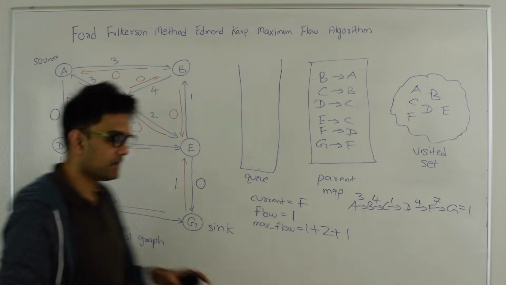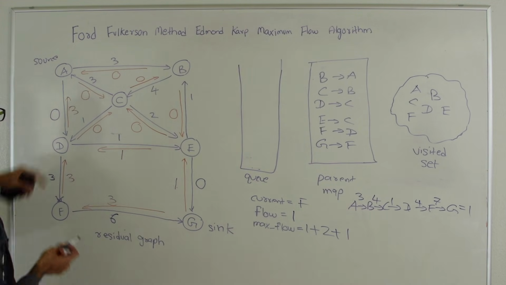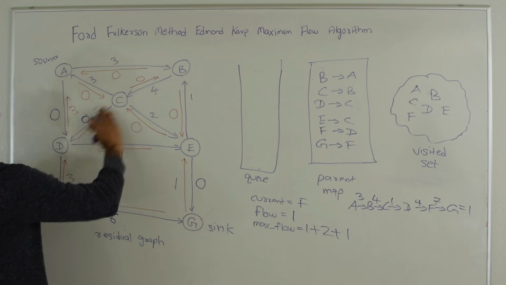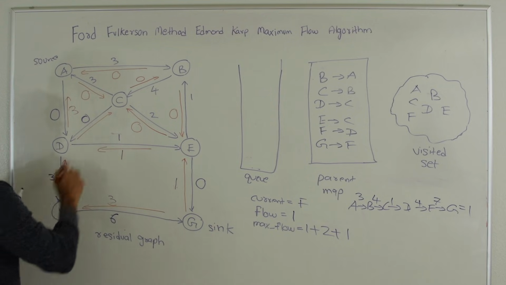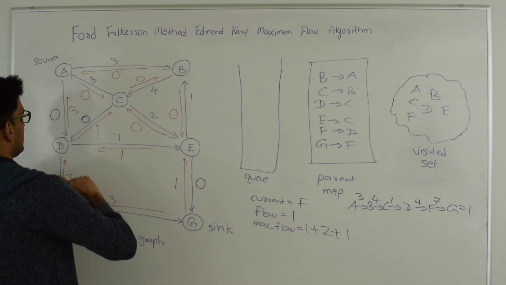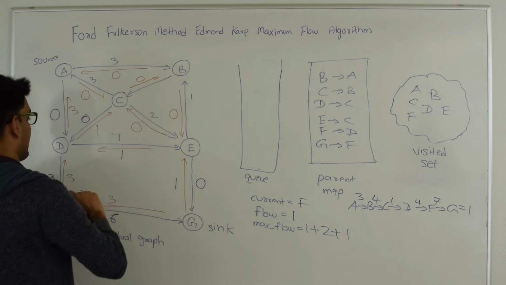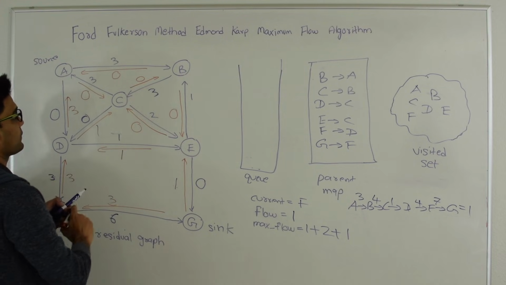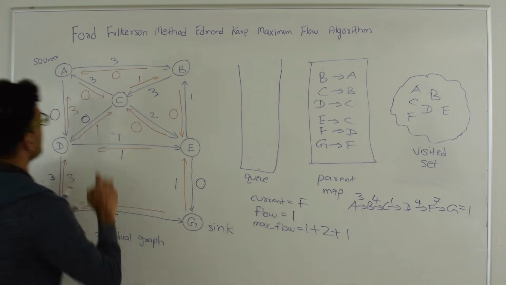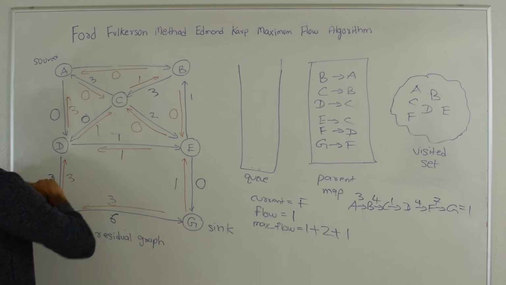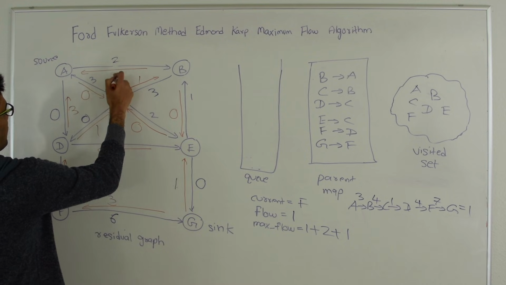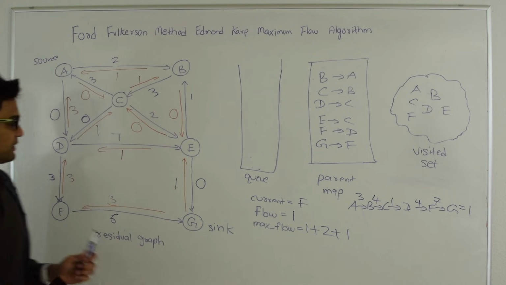Then we go to CD. So CD becomes 0. And in the opposite direction it becomes 1. Then we go to BC. So BC becomes 3. And in the opposite direction it becomes 0 plus 1, 1. And finally AB, so this becomes 2. And this becomes 1. Alright, so this is how we have updated our residual graph.